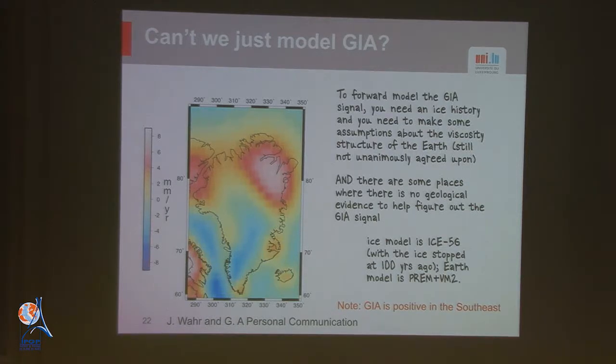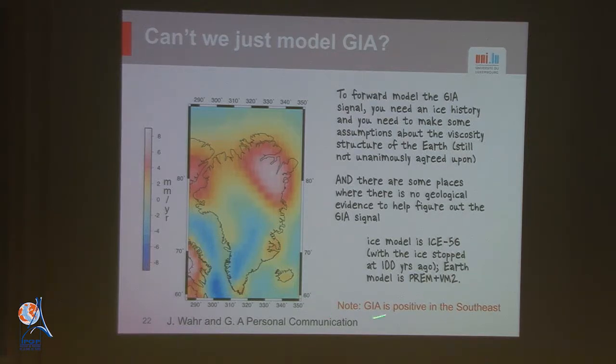The ice melts, you expect the Earth to rebound up, but there are other places where it should be subsiding because of GIA. And one thing I really want you to notice is this area right in here. It has a tiny, tiny negative signal. I said it's positive, but in fact it's negative in the southeast.